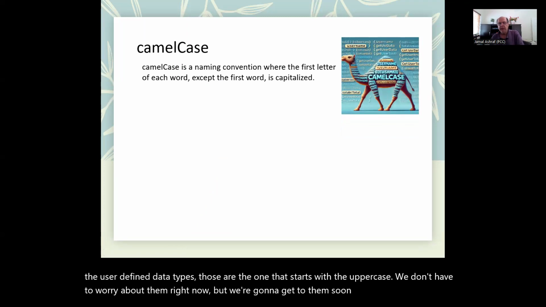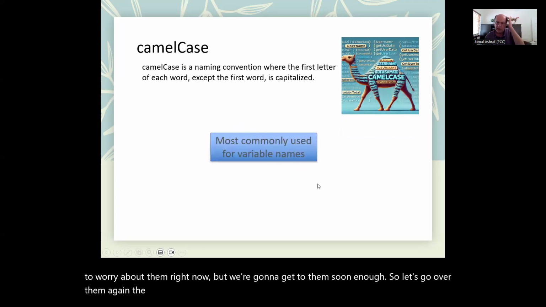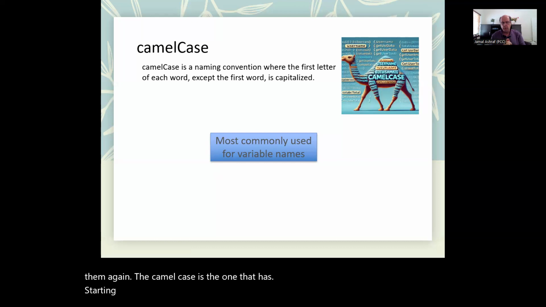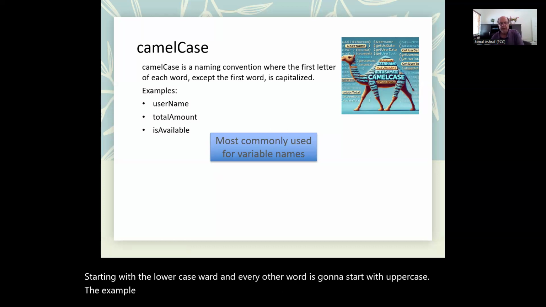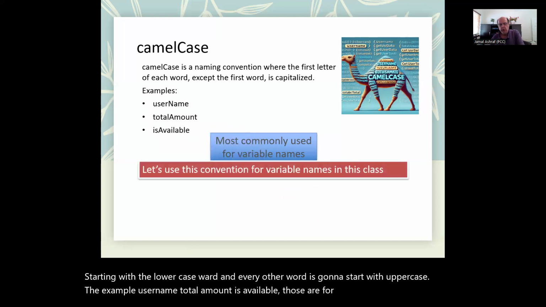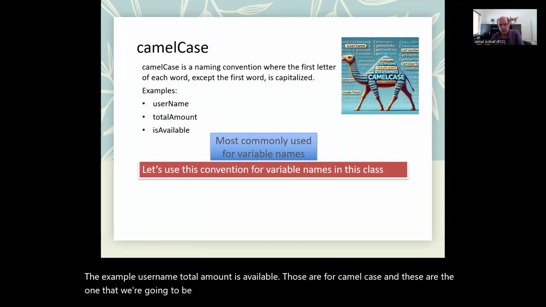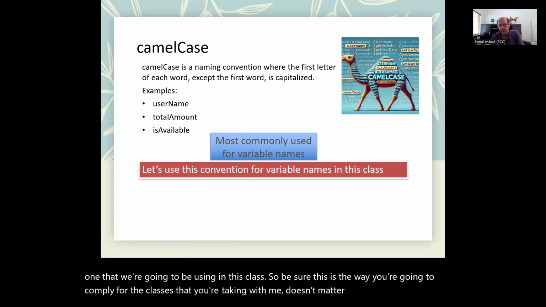So let's go over them again. Camel case is the one that starts with a lowercase word, and every other word starts with uppercase. Examples: userName, totalAmountAvailable. Those are camel case, and these are the ones we're going to be using in this class. So be sure this is the way you comply in the classes you're taking with me. It doesn't matter if it's Python, Java, or C++.